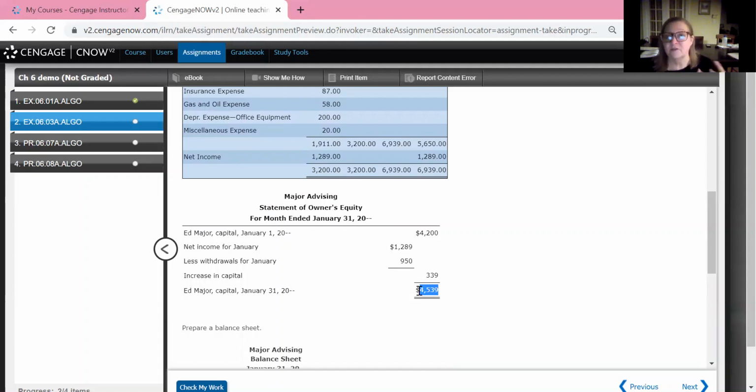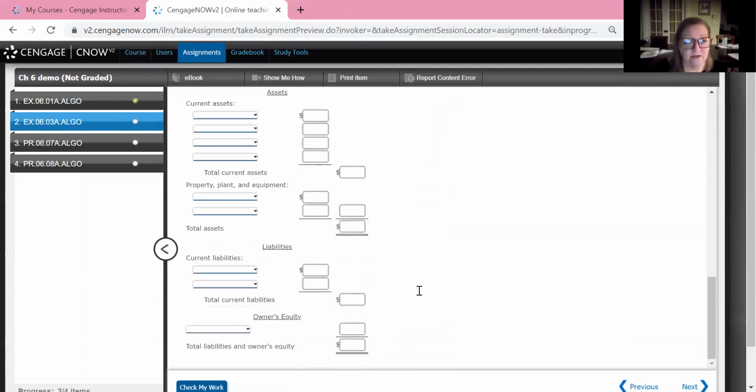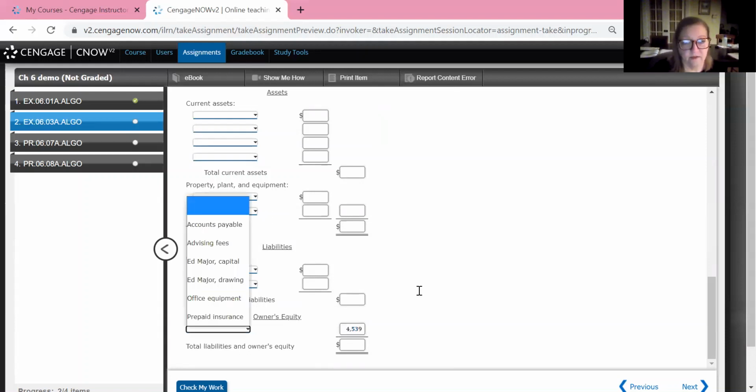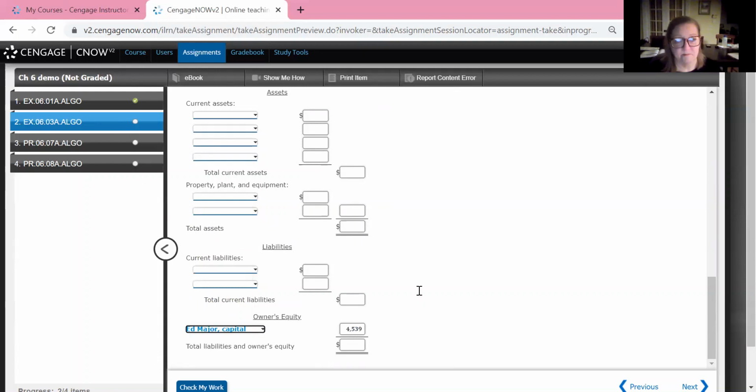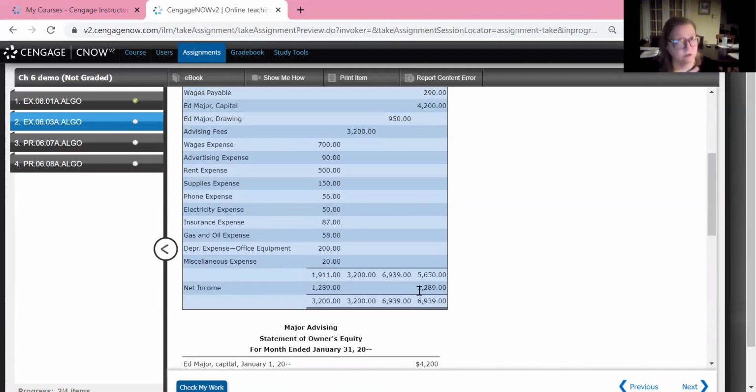So it's as if I've already done the first 2 statements and they've given me what I need for the third. So 4,539 is what I need for my equity. So I'm going to go ahead and put that in there. And that is his capital account. Okay, the rest of it is so much more straightforward.